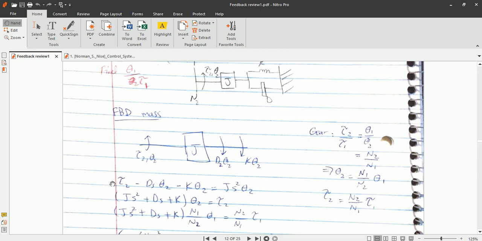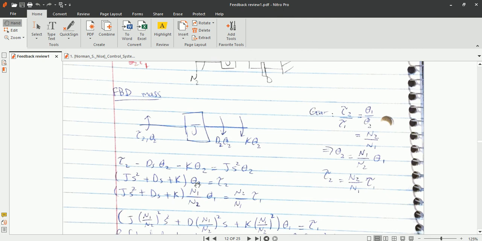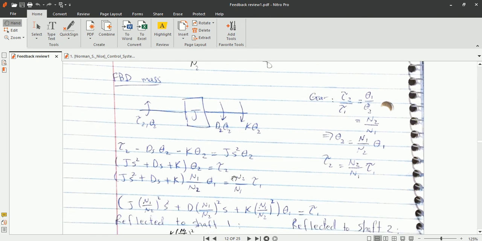Okay, so t2 minus ds theta 2 minus k theta 2 is equal to js square theta 2. So shift these towards the right and take this theta 2 as common. You have js square plus ds plus k into theta 2 is equal to t2, and now make the conversion. Theta 2 is equal to n1 over n2 times theta 1, and t2 is equal to n2 over n1 times t1. Yes. Now just find theta 1 over t1.